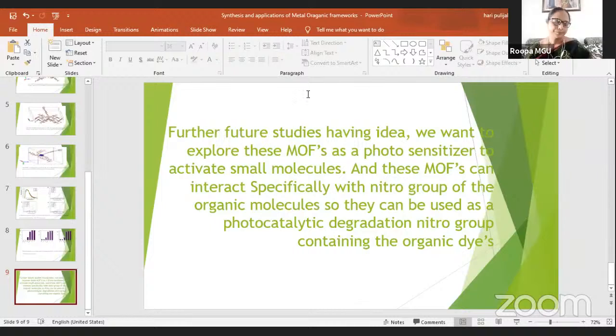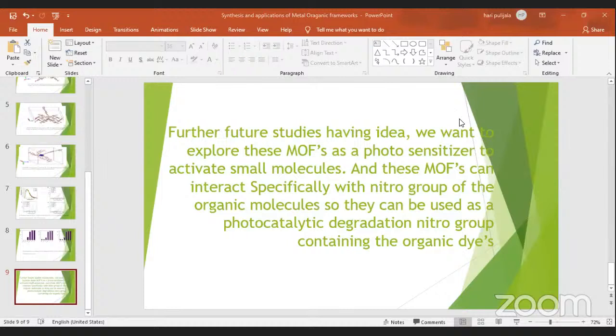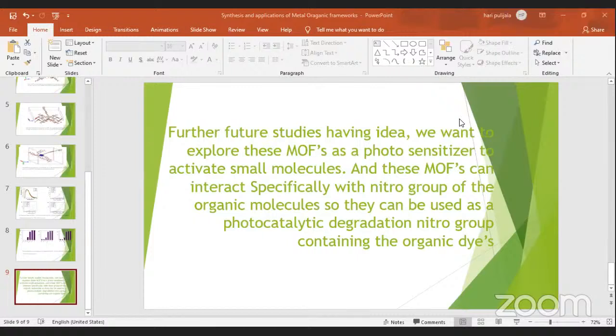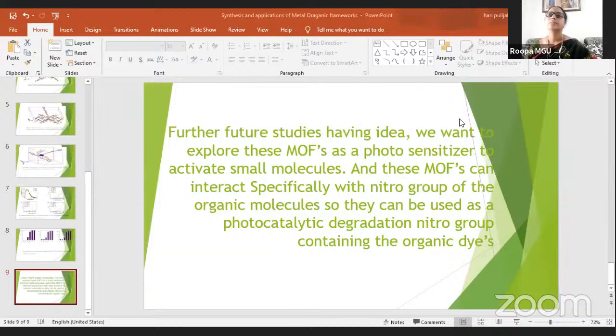Hariprasad, sir. Ma'am, you have said that nitrophenol works as a good quencher. Have you checked, since nitro is an electron withdrawing group, that it might work as a good quencher? Have you checked with an electron releasing group such as phenols? Yes. Are you getting?